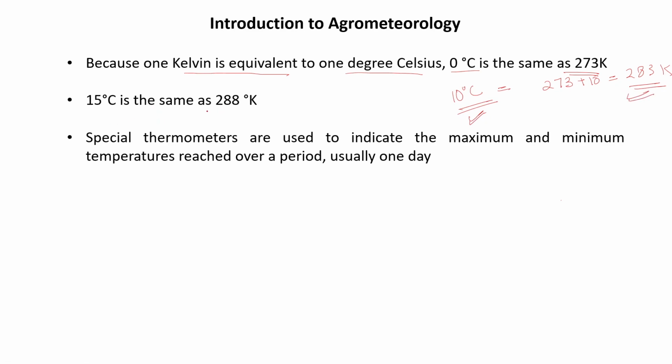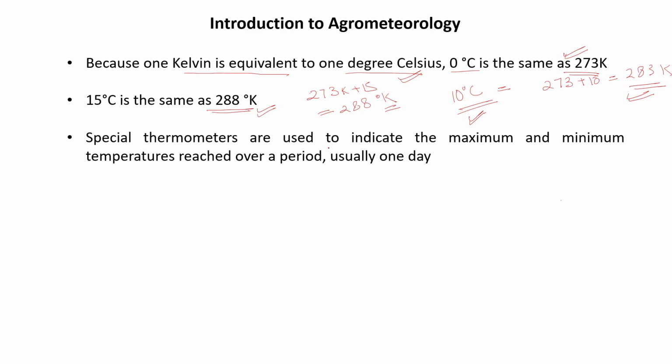15 degrees centigrade is the same as 288 degrees Kelvin. So 273 Kelvin added to 15 will be 288 degrees Kelvin, right? In this way, we can change the scale. If it is given in degrees Celsius, you can convert it into Kelvin, and Kelvin can also be converted to degrees centigrade. The same applies from degrees centigrade to Fahrenheit.